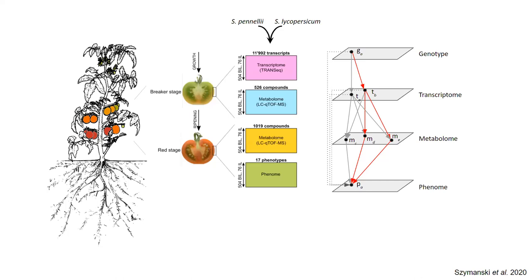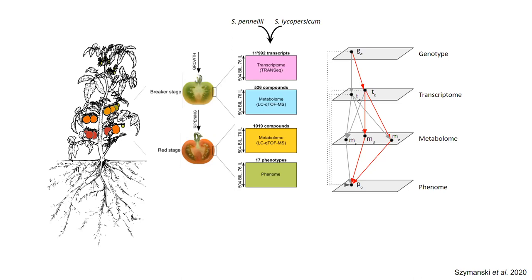We used RNA-seq technology for the transcriptome analysis and LC-MS analysis, so mass spectrometry-based metabolomics, in order to measure the metabolites. On the phenotypic level, we collected 17 phenotypes. 16 of them were given to us by the Danny Zamir lab. And one of them we scored ourselves, which was the Botrytis cinerea resistance. I'm going to get to it in later slides.